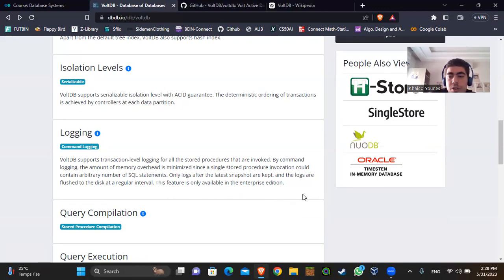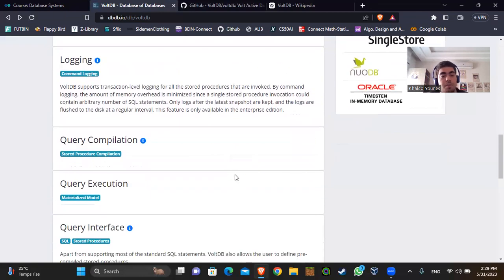So what does this mean? VoltDB contains snapshots. Snapshots are the logs of the transaction after they have been made. So when there are several transactions, the snapshot keeps updating and updating. The last snapshot is of the latest transaction, and it's the only one kept as information about the log. And the logs are flushed to the disk at a regular interval. So after completing transactions, the logs of the snapshots are flushed to the disk to store for later. But this feature is only available in the commercial version, which is not free. You have to pay to get it.